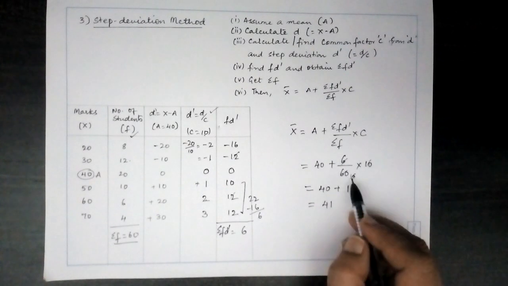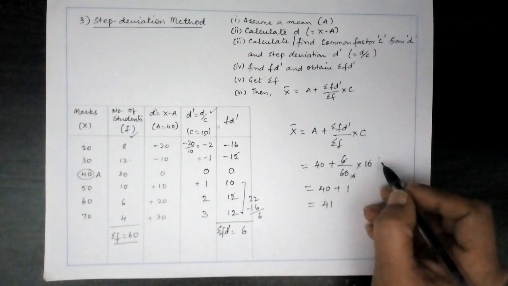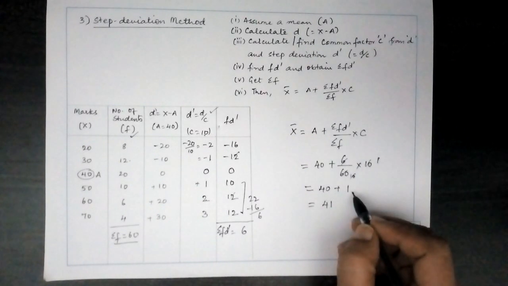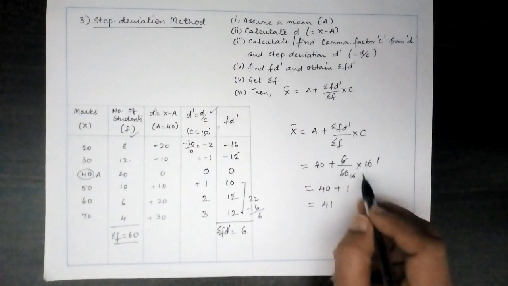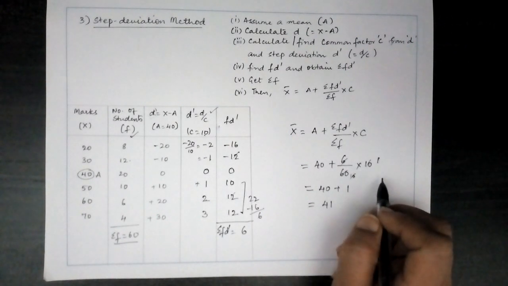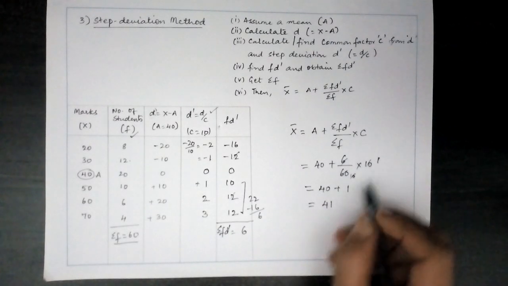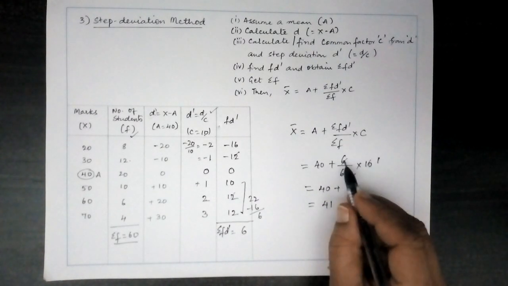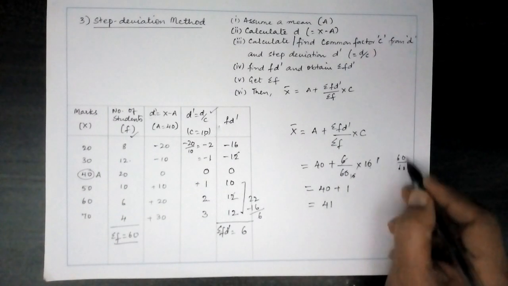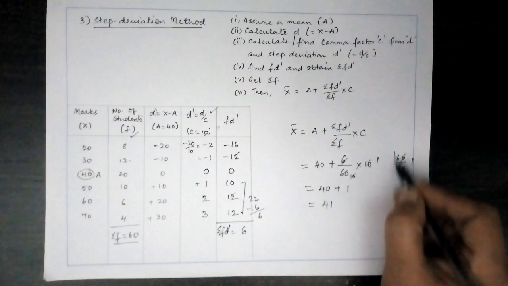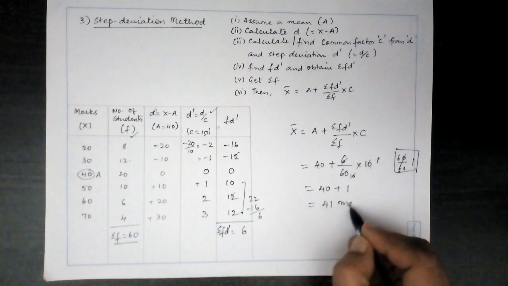Why? 6 by 60 is 1 by 10. This 10 ones are 10. So you are left with 1 over here. It is not 0. Many children calculate this to be 0 because they think they are not left with anything. Do not forget your basics in mathematics. This is equal to 1. Otherwise you can see it like this. 6 into 10 is 60. 60 by 60 is equal to 1. Isn't it? So this you have to keep in mind. So 40 plus 1 is 41 marks.